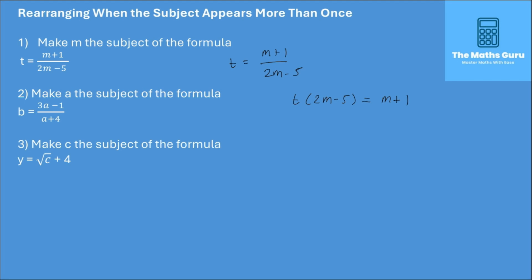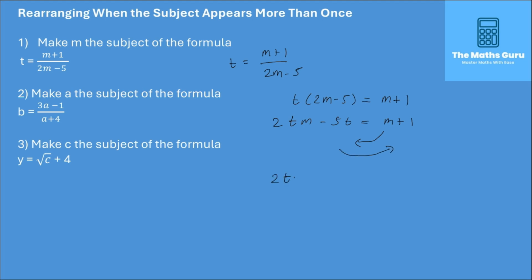So now, expanding out, we have 2tm minus 5t is equal to m plus 1. Now, the next important step is to get all the terms involving m onto one side and all the terms not involving m onto the other side. So in this case, we're going to bring the m on this side and the minus 5t on that side. And we're going to do this all in one step, so be careful.